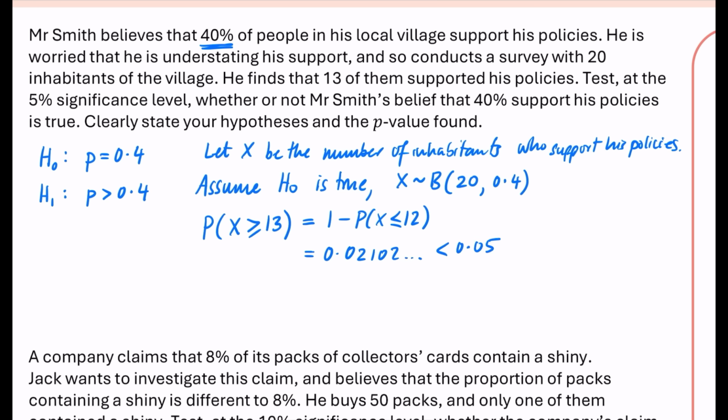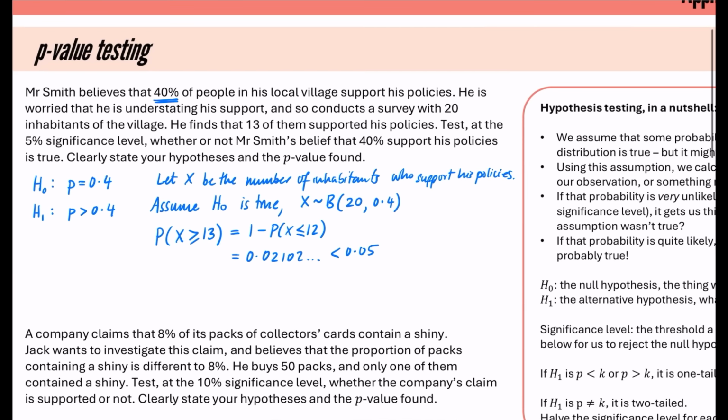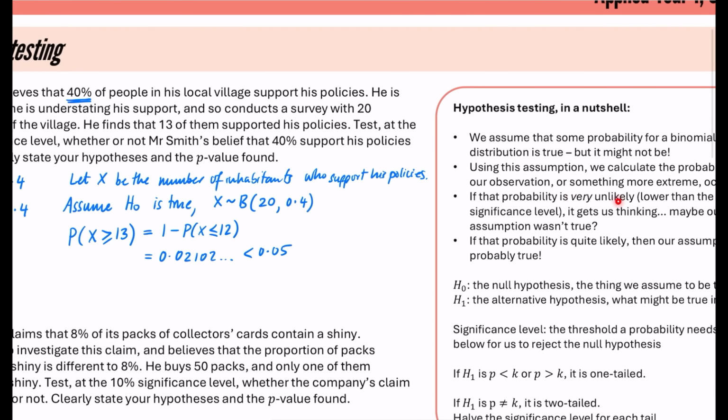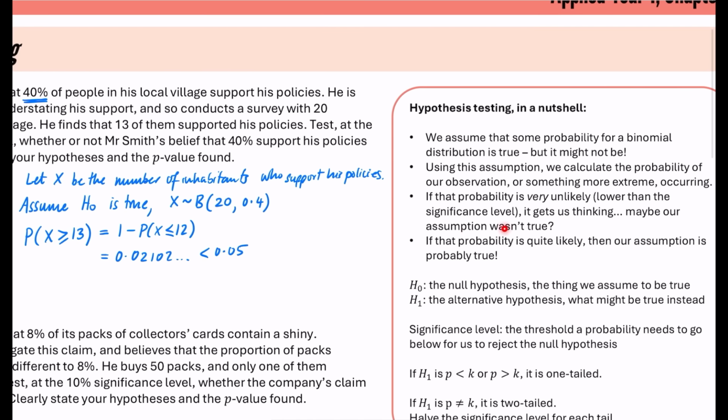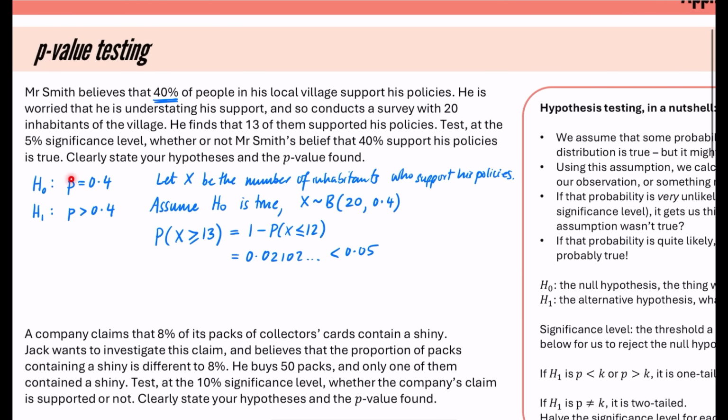So this is actually making us think something quite important here. This is making us think, okay, that was very unlikely happening. Maybe our assumption wasn't true. So actually, this is not true. This is more likely to be true here.